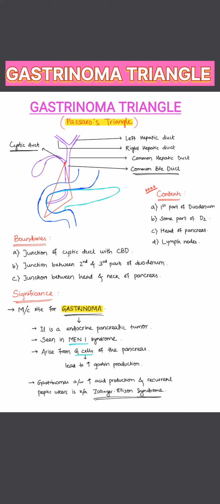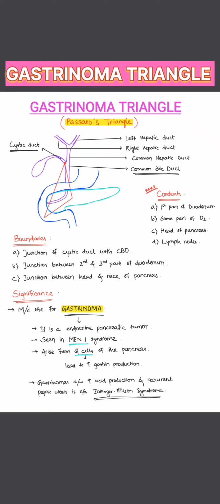As you can see, we have the left hepatic duct and the right hepatic duct. They both join to form the common hepatic duct. Now the duct which arises from the gallbladder is known as the cystic duct. This cystic duct combines with the common hepatic duct and forms the common bile duct. Now this common bile duct goes and opens in the second part of the duodenum. So this is the basic orientation that we need.